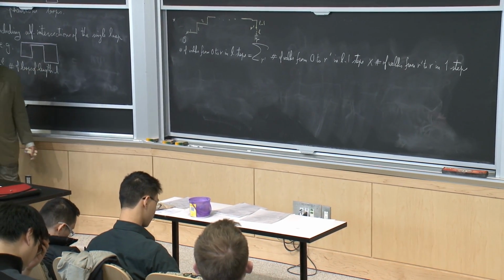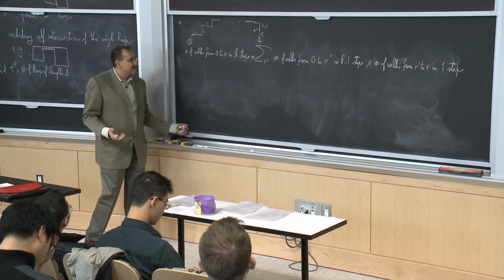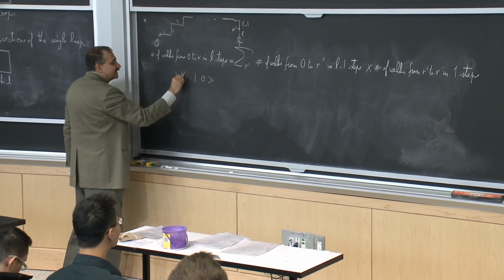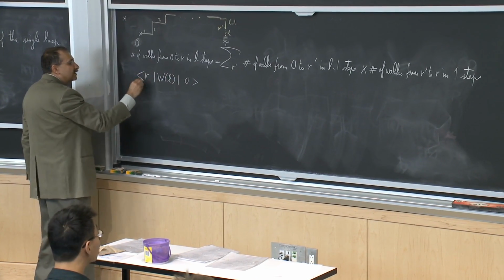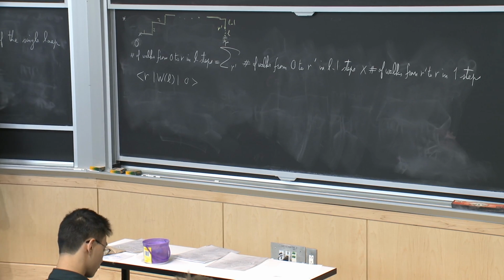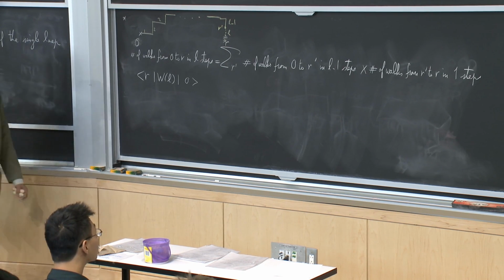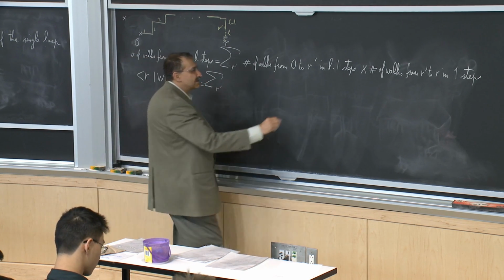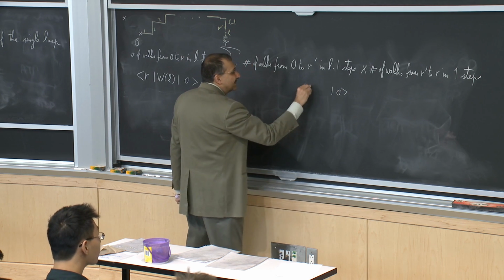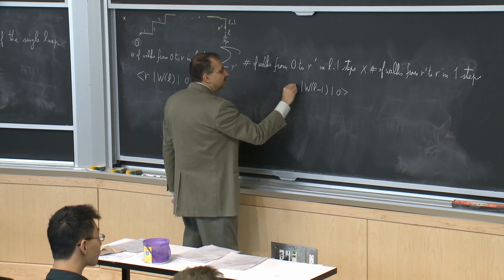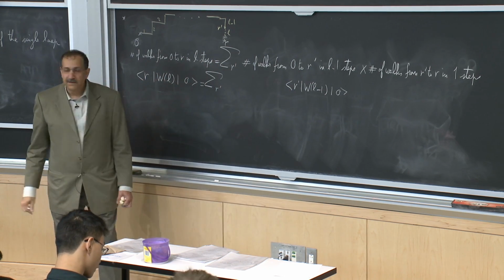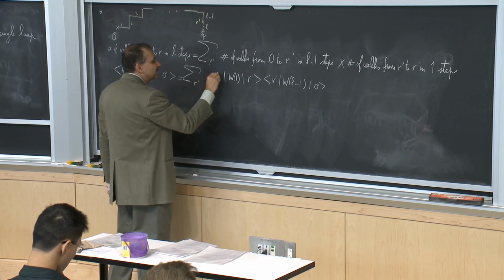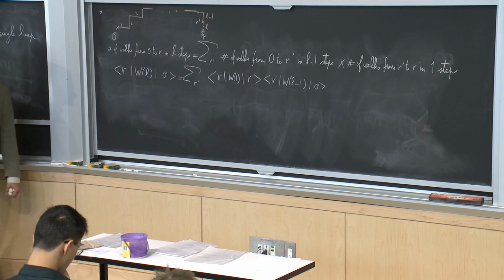Now I can convert that to mathematics. This quantity is: start from 0, take L steps, arrive at R. By definition, that's the number. And what it says is that this should be a sum over R prime. Start from 0, take L minus 1 steps, arrive at R prime. Start from R prime, take 1 step, arrive at your destination R, sum over R prime.